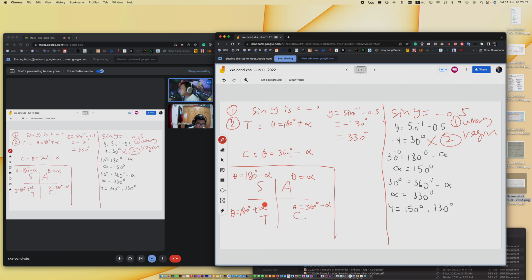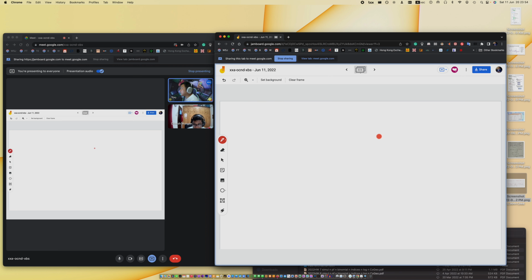Okay, never mind. So let me go to slide 4. Let me explain, negative 30 is also 330. Can you see this one? So this is 30. Let's assume this is 30 degree. So minus 30 degree, actually this is 0 degree. So minus 30 degree means here.